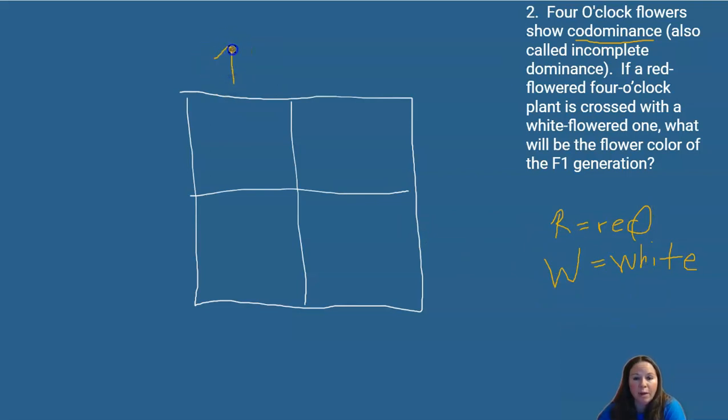So I'm crossing a red four o'clock. The only way a four o'clock can be red is if it has 2 capital R's. Crossing it with a white. The only way it can be white, again, 2 capital W's, so they're both homozygous or purebred.